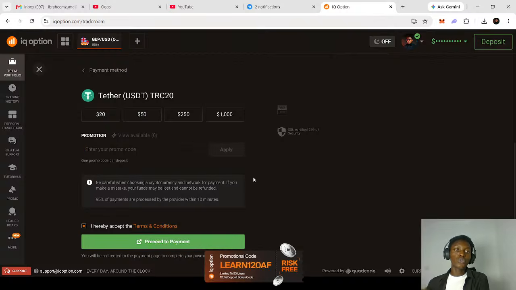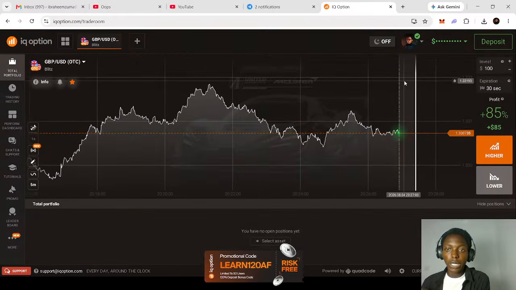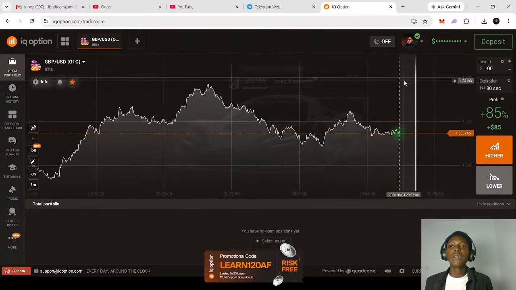That will take you to the payment page, where you can copy the USDT TRC20 address that you've been given by the platform. Then you can deposit your money, and after the deposit, your money will reflect in your account within the next few seconds, or sometimes just a few minutes.